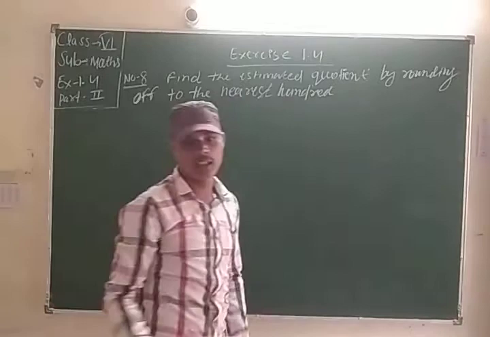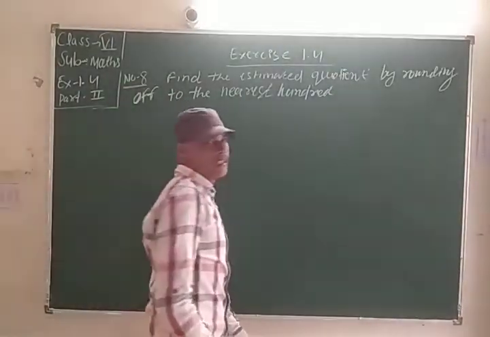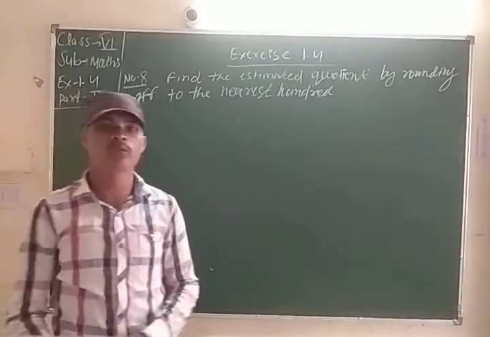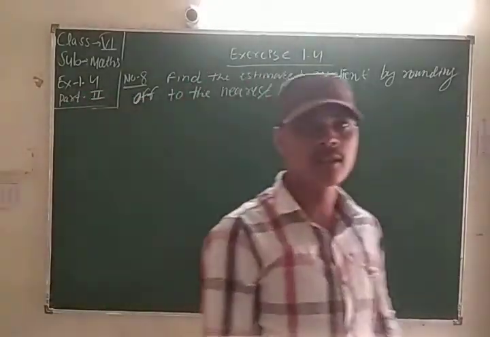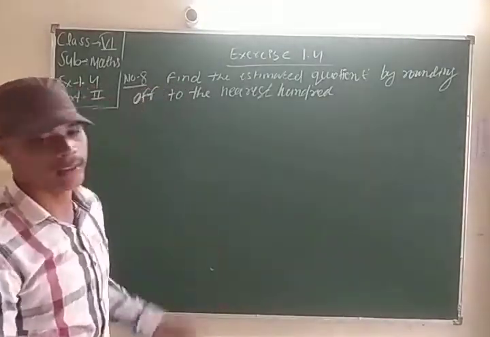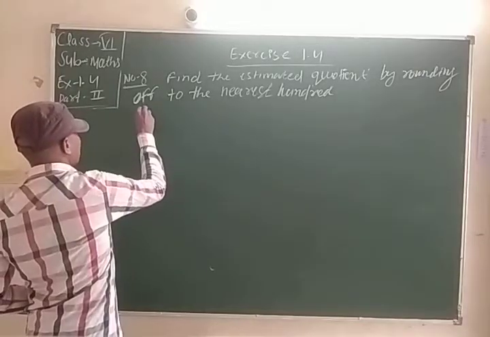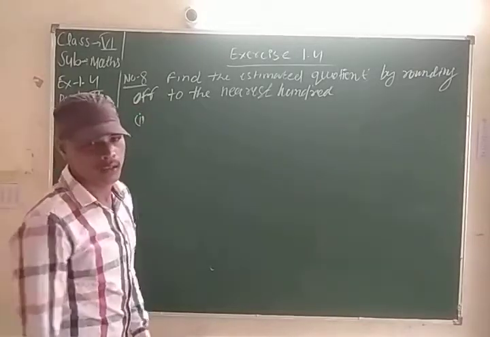Estimated quotient. Now we will find what? Estimated quotient. This one is spelled Q-U-O-T-I-E-N-T. Estimated quotient means we know the division, but by rounding off we can find the answer first. How can we first round off and find the answer? See, the first question is here.